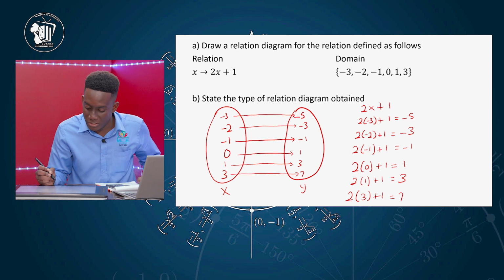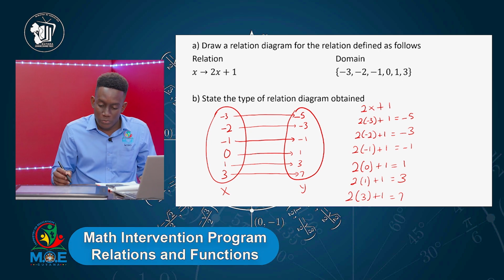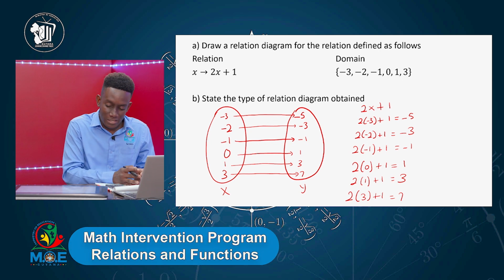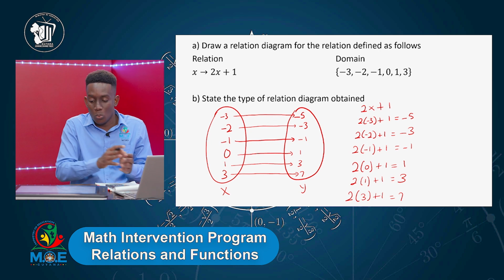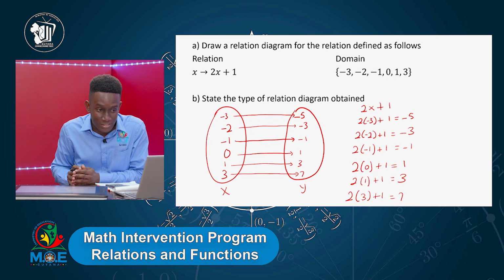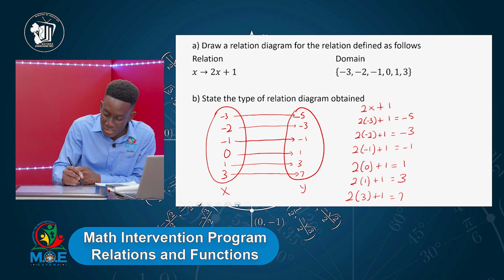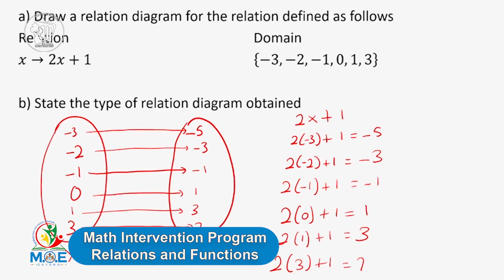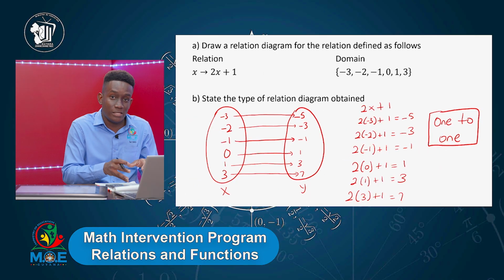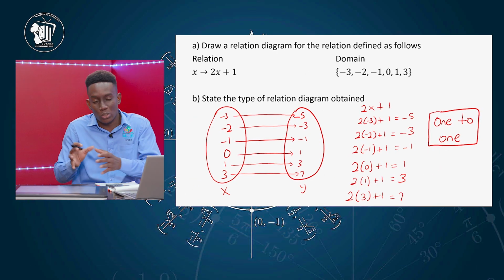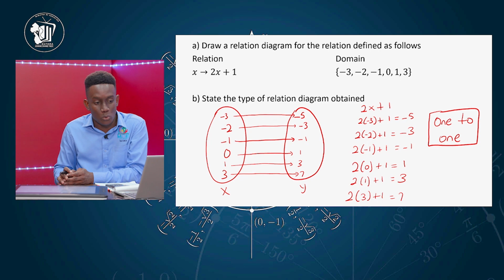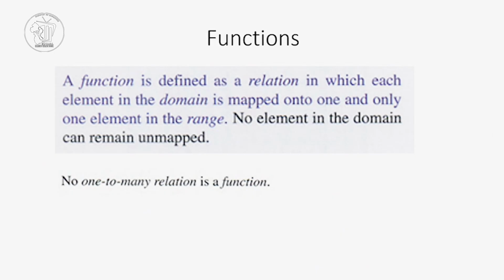So we have the relation. So we see each element in the domain is mapped onto one and only one element in the codomain. So for this type of relation, this will be a one-to-one relation because each element in the domain is mapped onto one and only one element in the codomain. And with that, let's move on to another aspect of relation, which would be functions.